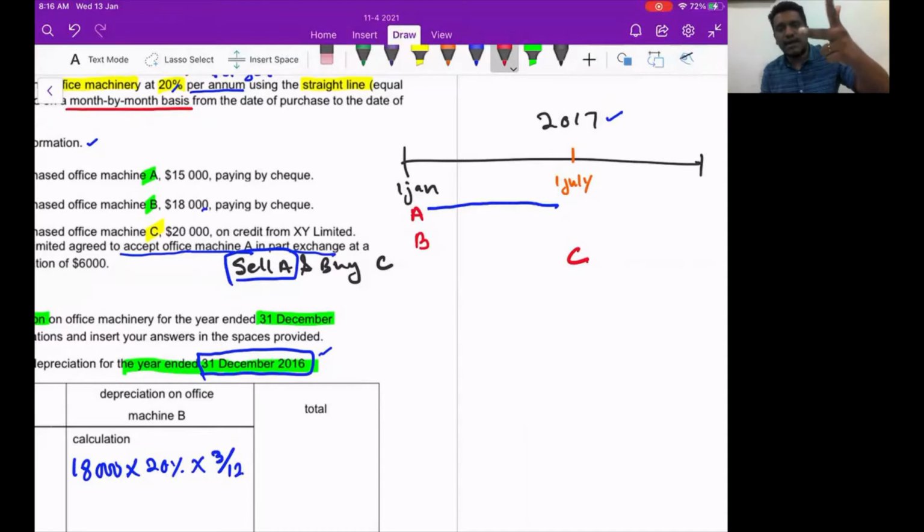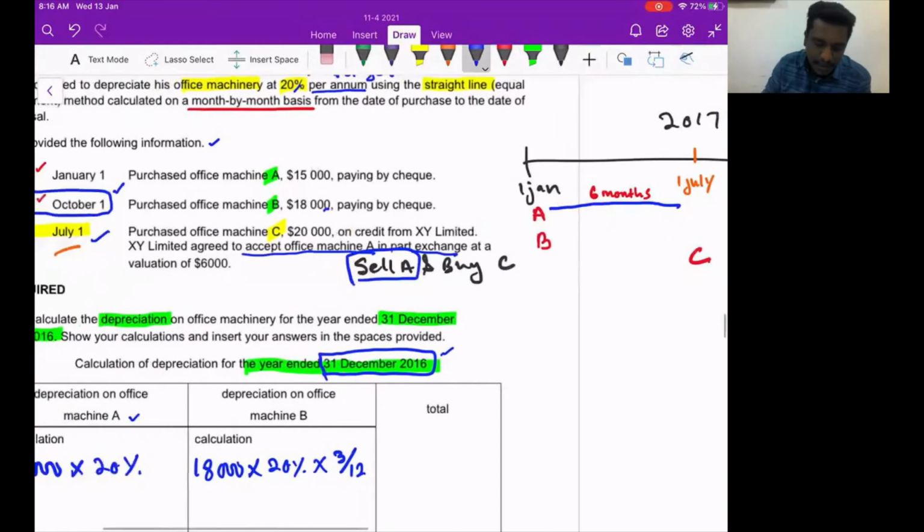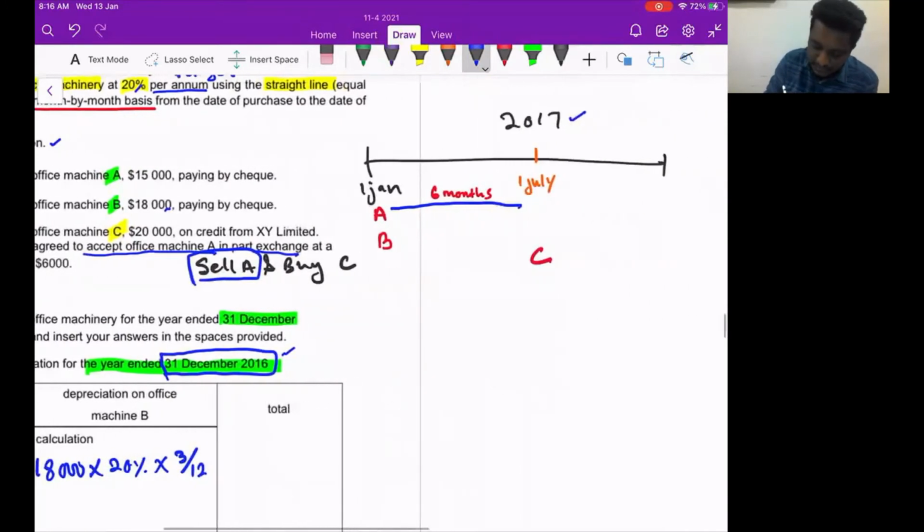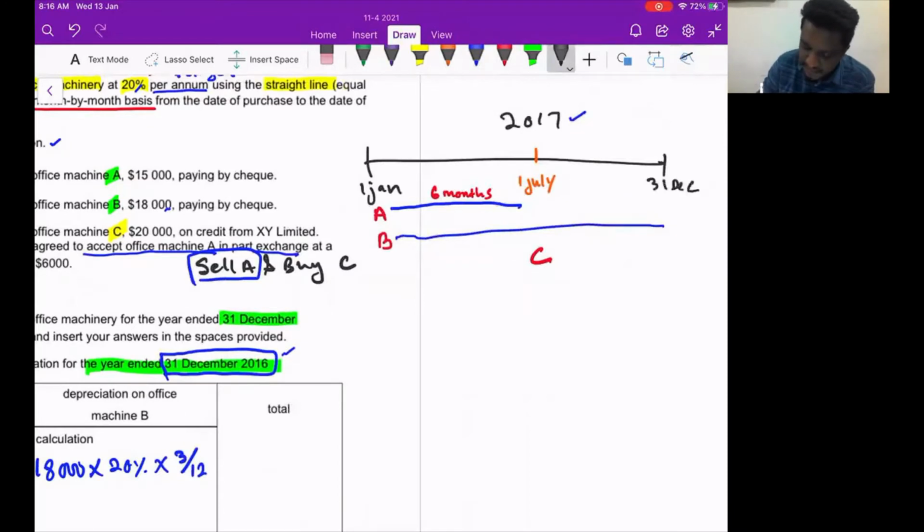Okay, so how many months? January, February, March, April, May, June. Do you calculate July? No, because since it's the 1st July, it's until 30th June only. So machine A is with me only for 6 months. After that, machine B. You bought machine B in 2016 and carried forward to 2017. Do you sell or do anything with B? No, it's still with you. So this is a full year. Until the 31st December, machine B is still with me.